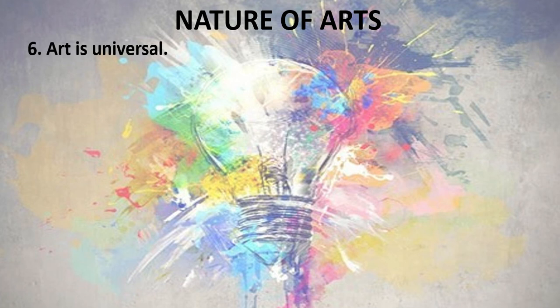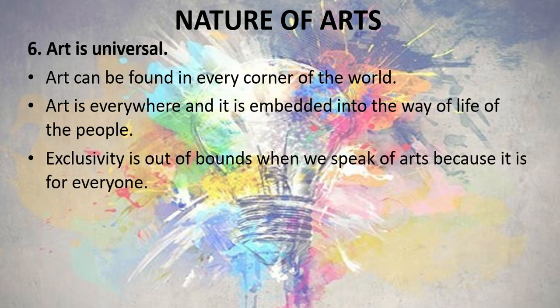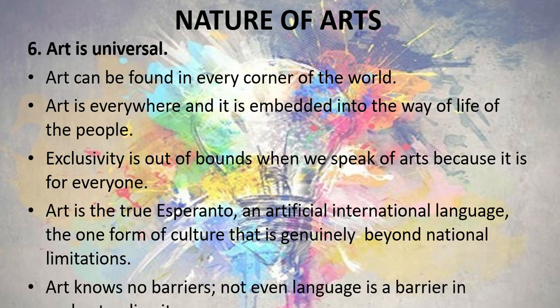Number six, art is universal. Why is it that art is universal? Literally, art can be found in every corner of the world. Art is everywhere and it is embedded into the way of life of the people. Exclusivity is out of bounds when I speak of arts because it is for everyone. Art is, like Esperanto, an artificial international language, the one form of culture that is genuinely beyond national limitations. Art knows no barriers, not even language is a barrier.